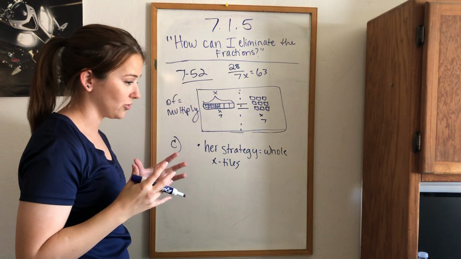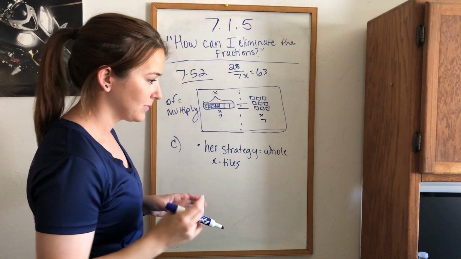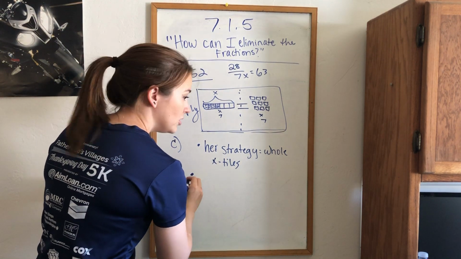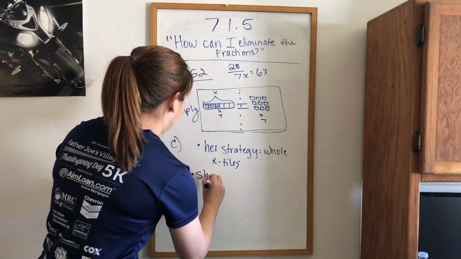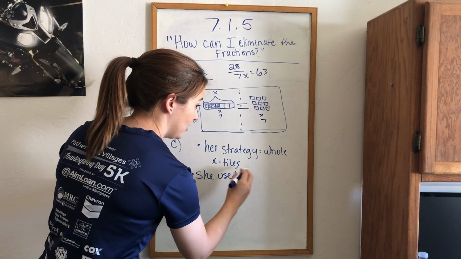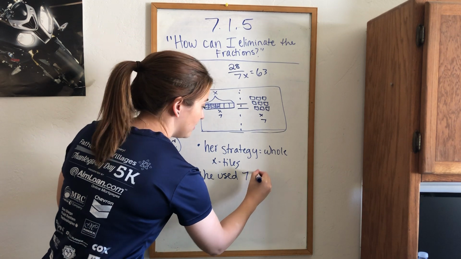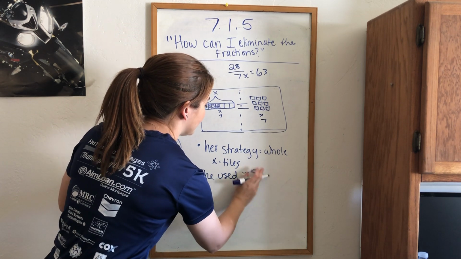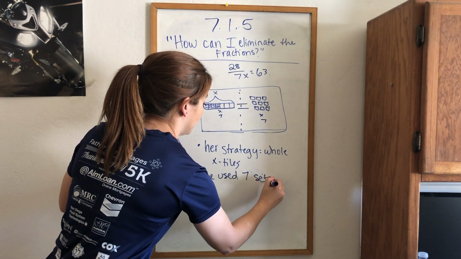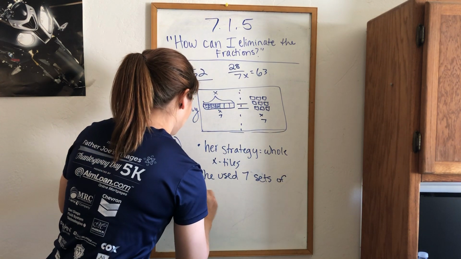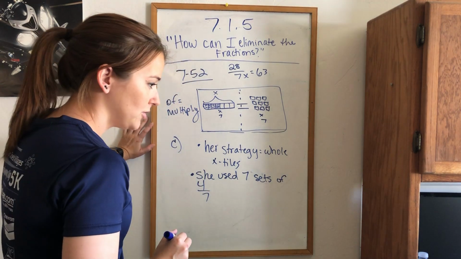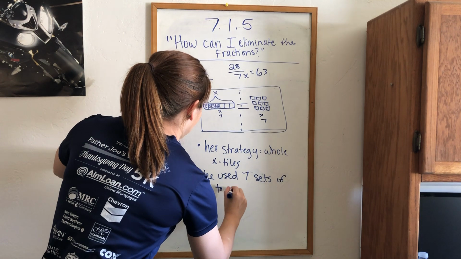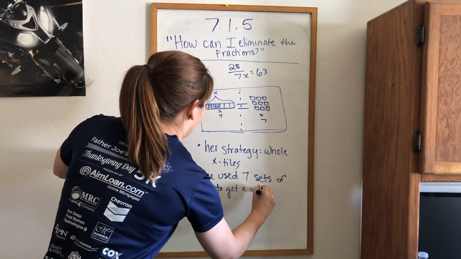I know it's kind of hard to grasp. So that's why we're going to write it down. She used 7 sets of 4 sevenths to get a whole number.